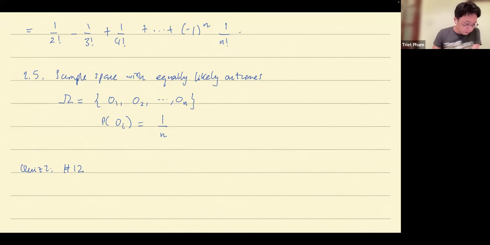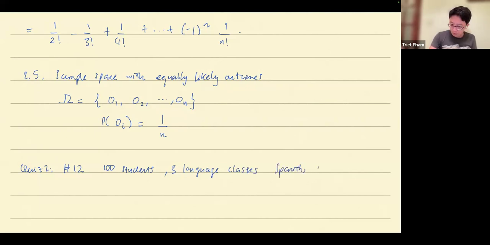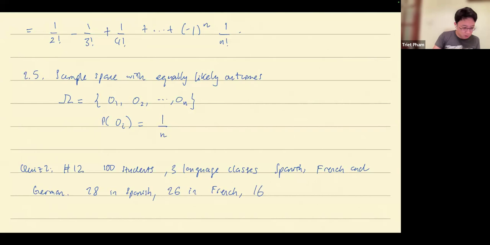It says, a school which has students, and then there are three language classes: Spanish, French, and German. Any student can take any class, and they can take 2 or 3 classes together. So there are 28 students in Spanish, 26 in French, 16 in German.